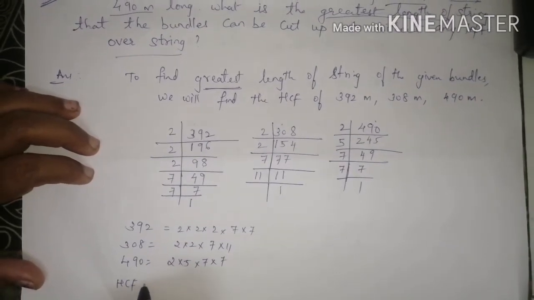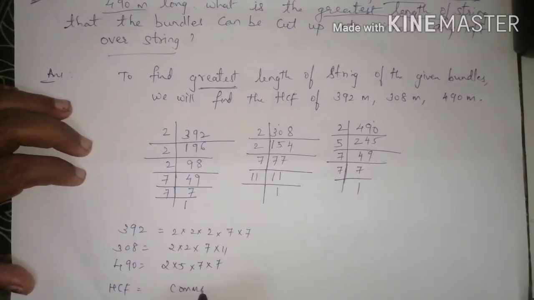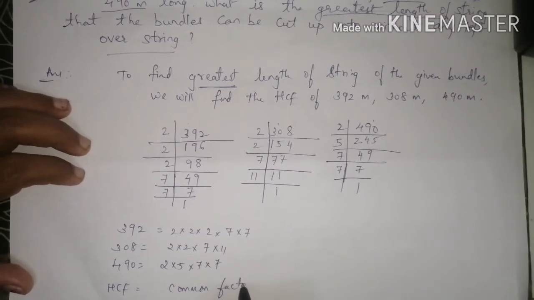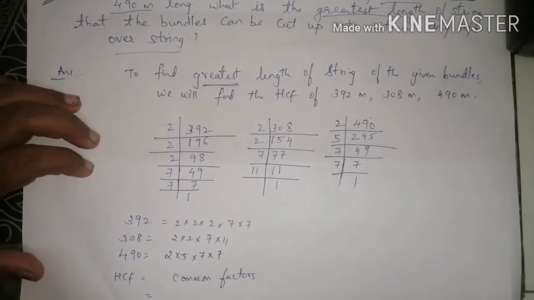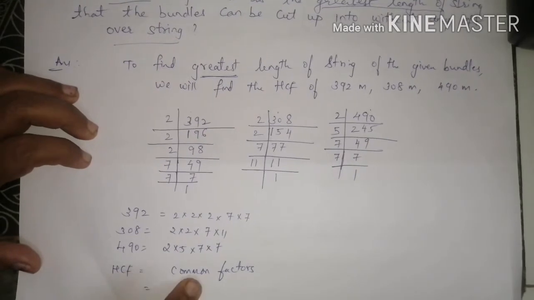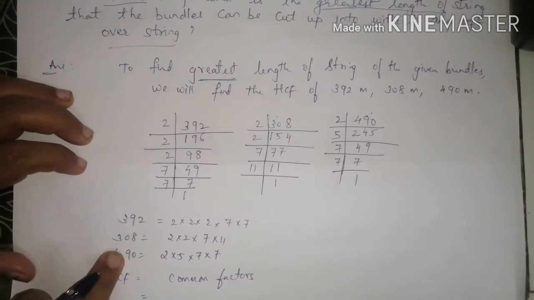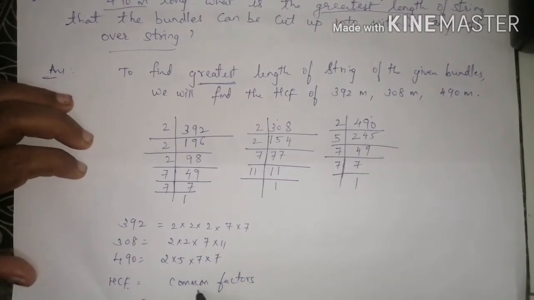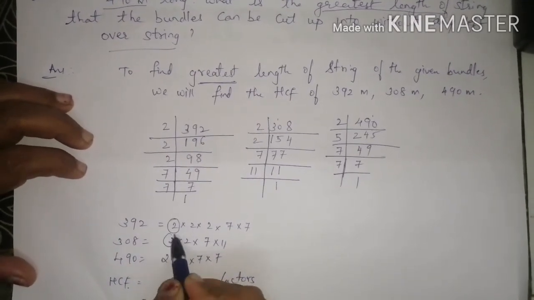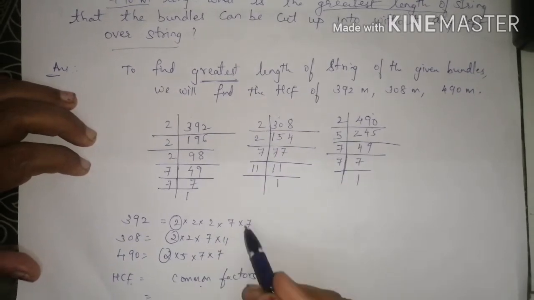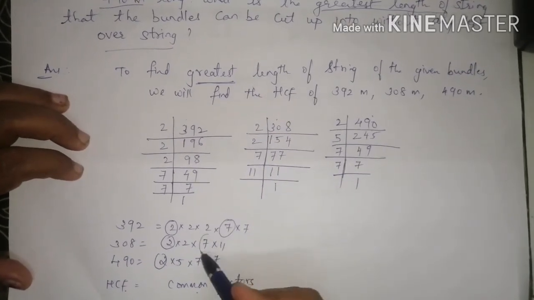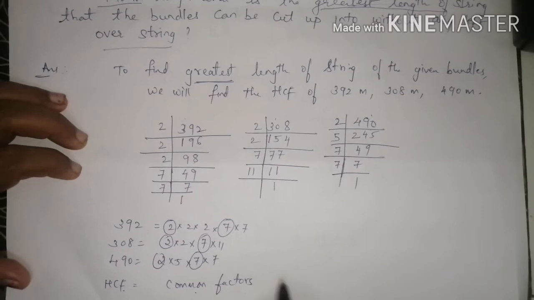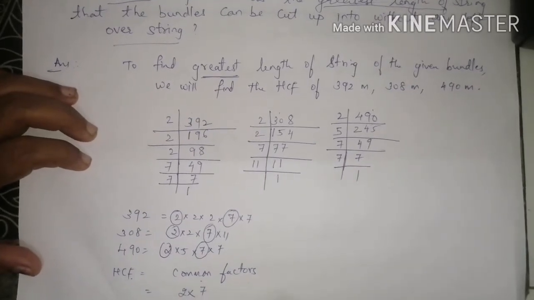Now HCF. HCF means we are taking only common factors. I told you in the beginning, in the 11th exercise and 12th exercise also, HCF means we are taking only common factors of all the three. And LCM means we take common and uncommon also. Now HCF means common. In all the three, 2 is common and 7 is common. Else nothing is common. So 2 into 7.